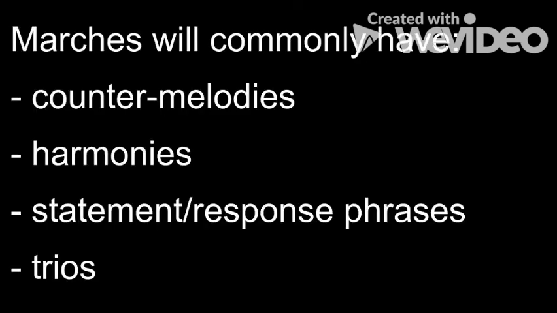Each section of the piece will last 16 or 32 bars and will often repeat. If there is a key change, it will usually change key to the subdominant key, occasionally changing back to the original key for a few bars. Marches will commonly have counter melodies, harmonies, statement, response phrases, and trios.